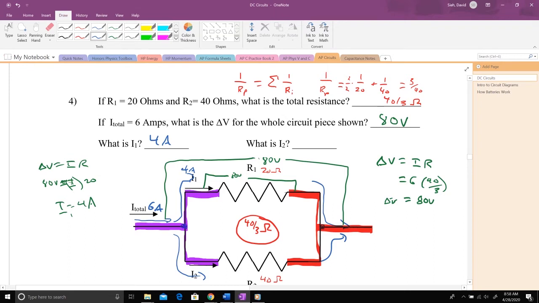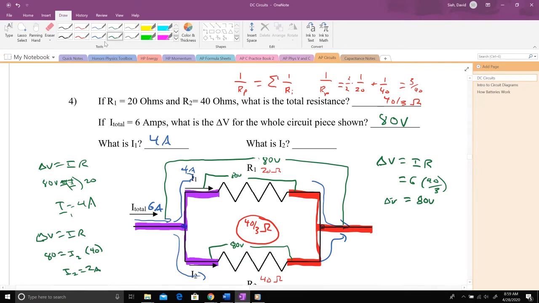Again, since I found the delta V for this whole region, purple to red, if I hooked up a voltmeter looking at just this bottom resistor, it would also read purple to red. It's also got to be 80 volts, anywhere in purple, anywhere in red. So I can do delta V equals IR for just that bottom branch. 80 volts is going to be I2 times the resistance of that branch, which is 40 ohms. So I2 ends up being 2 amps.